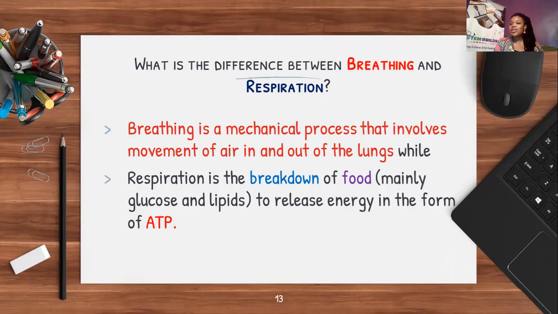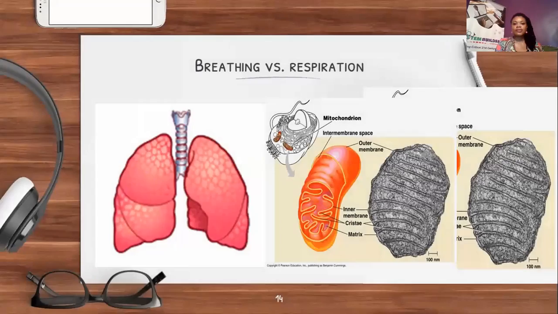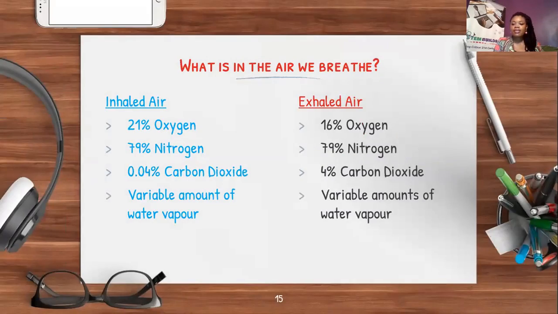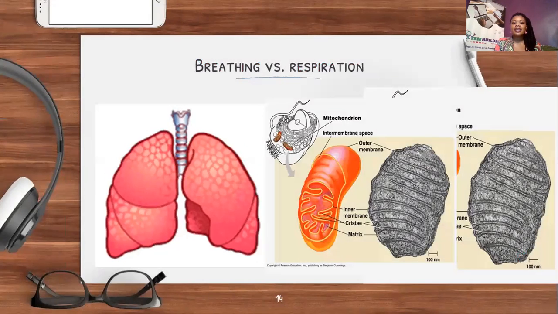And respiration, though, is the breakdown of food, which is mainly glucose, because glucose is the primary source of energy. However, if you have depleted those sources, then your body will start to break down the fat that is stored. The whole point of it, as mentioned before, is to release energy. All right. So breathing, as you can see, is a physical or mechanical process, and it takes place through the lungs and the other respiratory structures involved in the process.